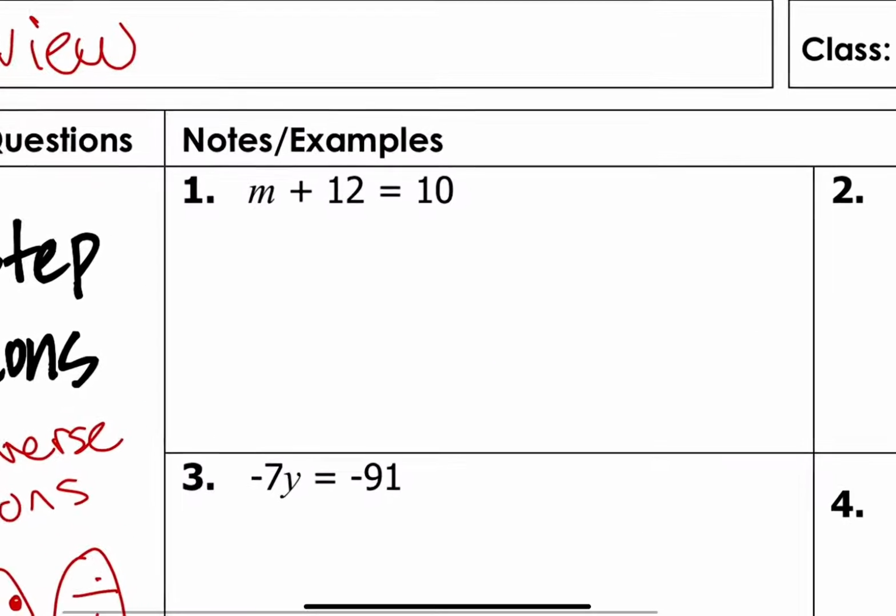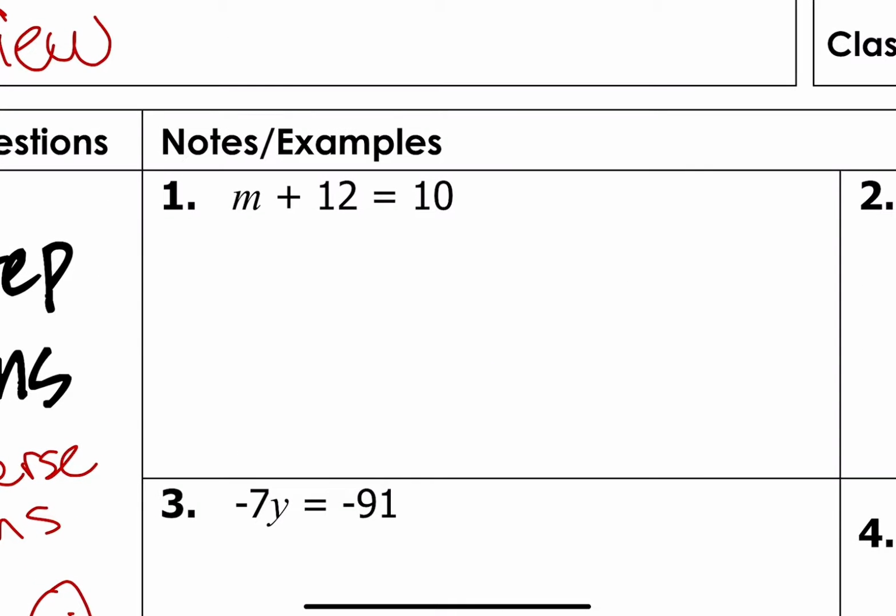So let's start with number 1. We have m plus 12 equals 10. So to find my m, we want to do the opposite operation on this number here. We're doing it on this 12 because it's on the same side as our variable, and by sides, I mean the two different sides of this equal sign. So, like I said, we're doing inverse operations to find our variable.